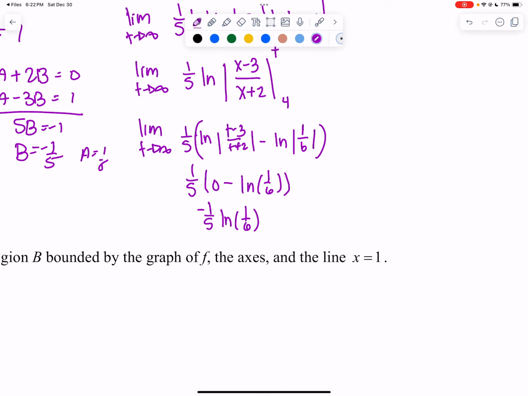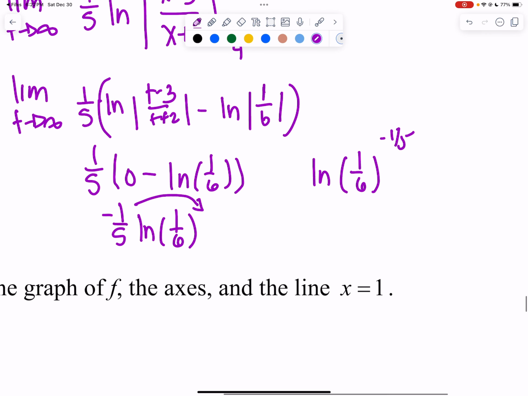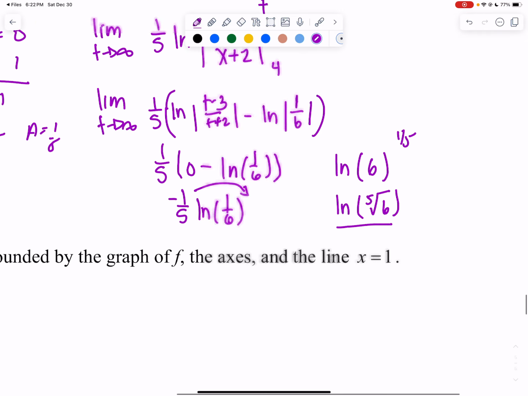Remember that one of the log properties is raising your coefficient as a power. So now you have ln of 1/6 to the negative 1/5. I'm going to use this 1/6 and this power of negative 1 to give me 6. So now I have ln of 6 to the 1/5. And then I'm going to change the 1/5 and rewrite this in radical form so that I have ln of the fifth root of 6. Yay.